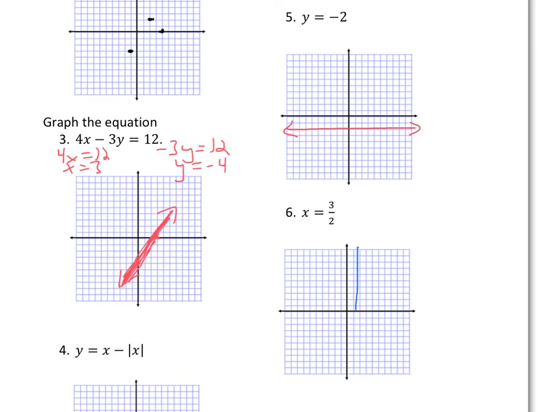My stylus is too fat. Okay, that's really bad, but you get the idea. Go right 3 halves and make a vertical line. Remember, x is vertical, y is horizontal. Don't forget it.